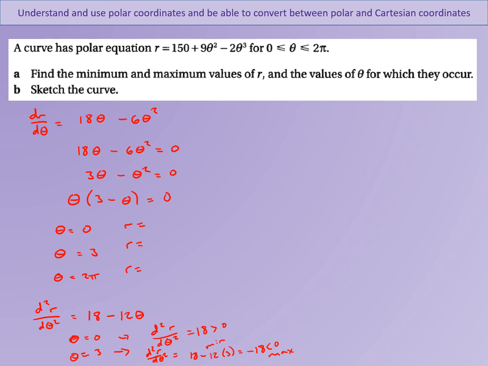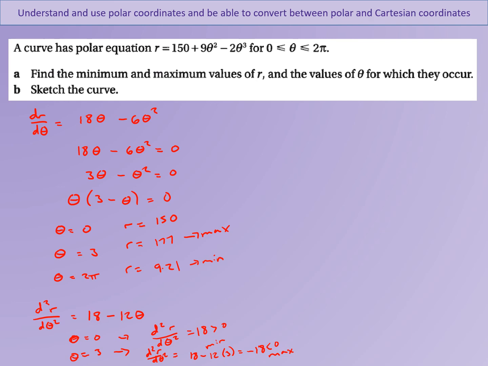So when theta is 0, r is 150. When theta is 3, we get an r value of 177. And when theta is 2 pi, we get an r value of 9.21. So here we can see that theta equals 3 is indeed a maximum, as we expected. Although there is a stationary point, or a point where it changes direction at theta equals 0, the minimum value of r actually occurs when theta is 2 pi. So actually the minimum value is at 2 pi, not at 0.